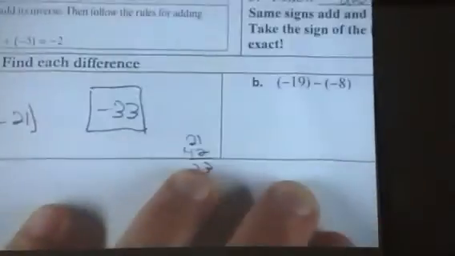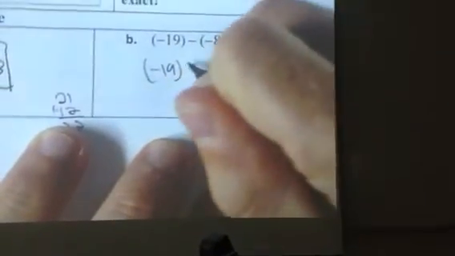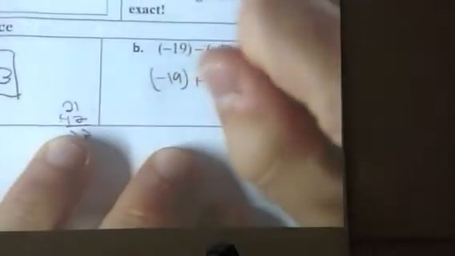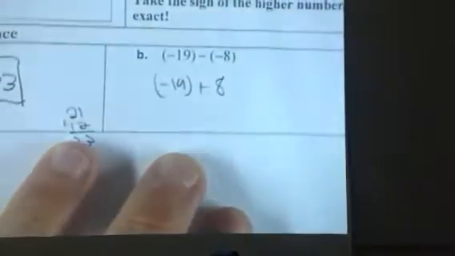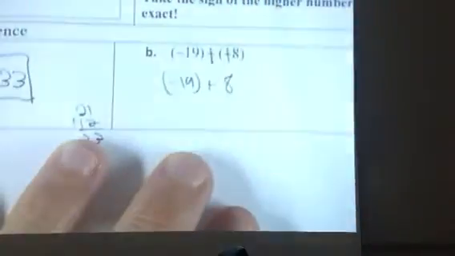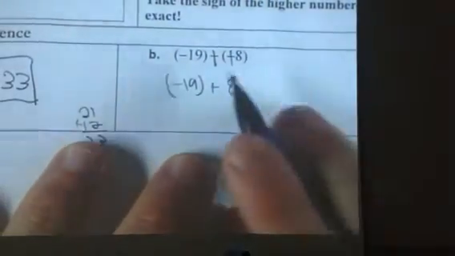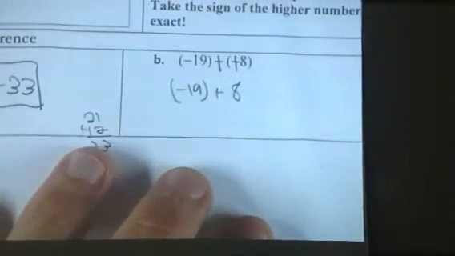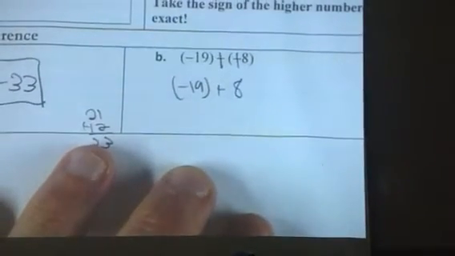Same thing here. Change subtraction to addition. Let's rewrite it so we can see what I'm doing. Change subtraction to addition. Change the sign of the second term. That's a -8, so I want to change it to a +8. If you ever see two negatives back to back like this, you can just cross them both and make them positive. We change subtraction to addition, we change the sign of the second term. Now we follow our addition rules. Same signs add and keep, different signs subtract.